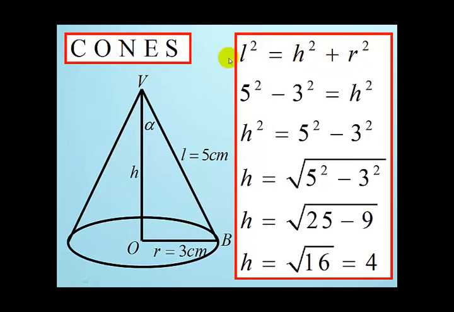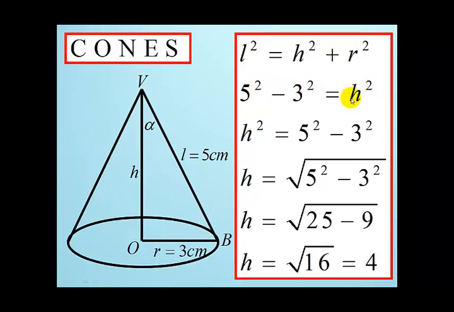Don't forget that L is equal to 5 and R is equal to 3, and we are supposed to find the height. So by substitution, instead of L square, we have 5 square because L is equal to 5. Now we have plus R square on the right hand side, and because we are solving for H, plus R square on the right hand side is moved to the left hand side and it becomes minus 3 squared because R is equal to 3. So we have 5 squared minus 3 squared is equal to H squared.